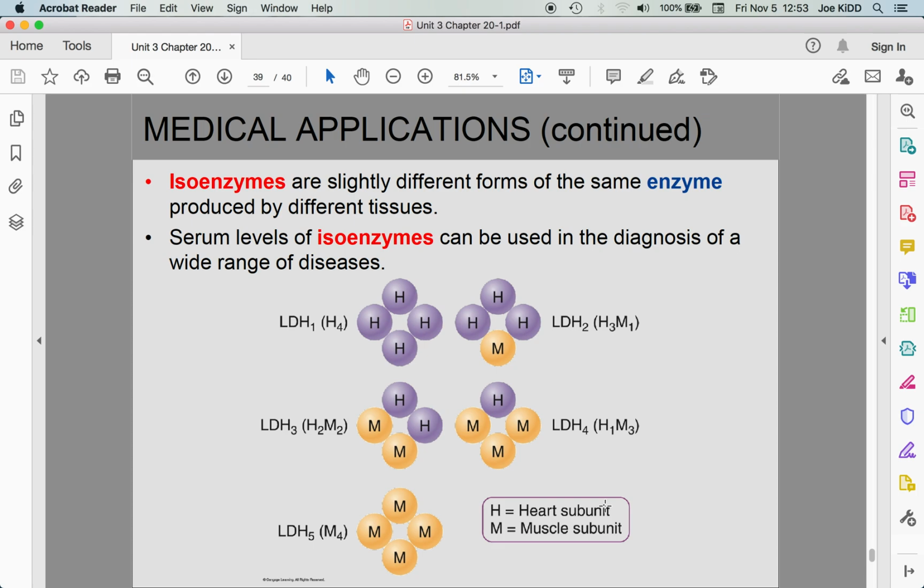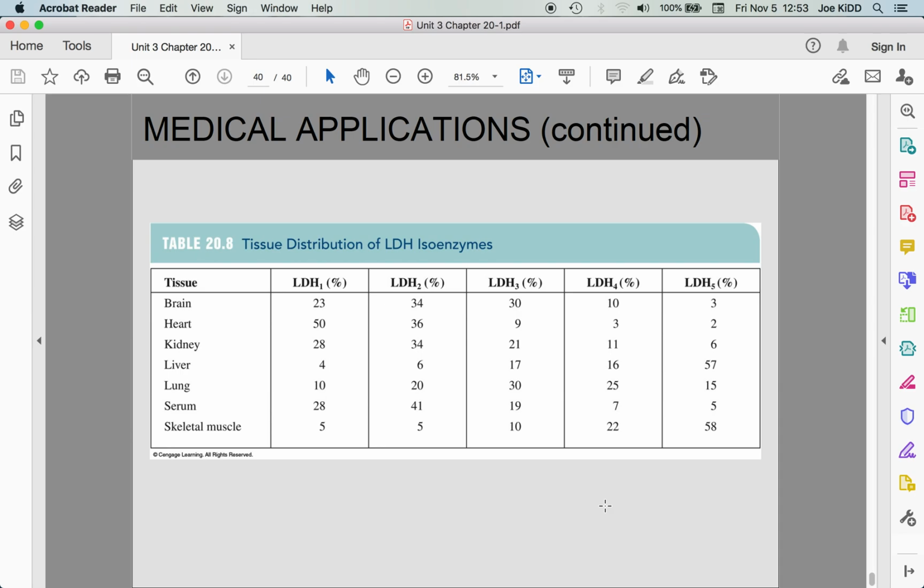We have medical applications for enzymes as well. Isoenzymes are slightly different forms of the same enzyme produced in different tissues. Serum levels of isoenzymes can be used for a number of diagnostic tools. Basically, with just slight differences in them, we're able to distinguish between heart muscle and another type of muscle. What this allows us to do is look at distributions. We know what we should have, and if we don't have these, then we know that we have a problem and need to do further investigations.